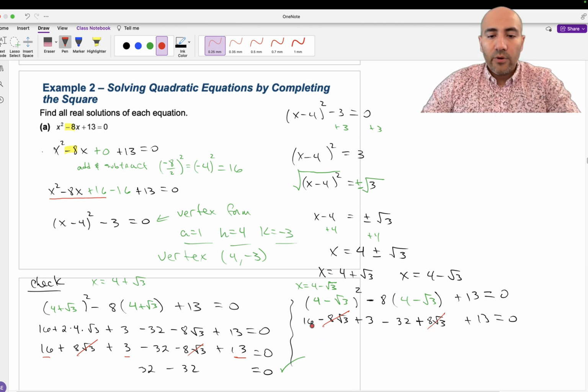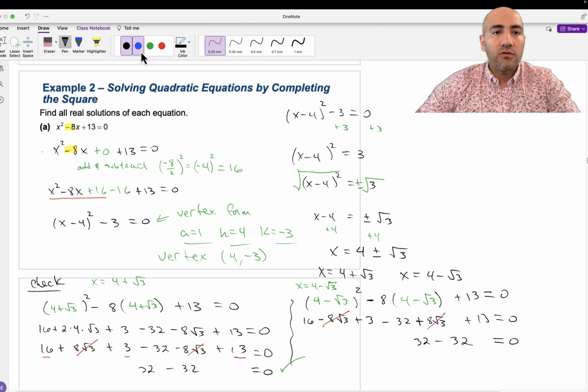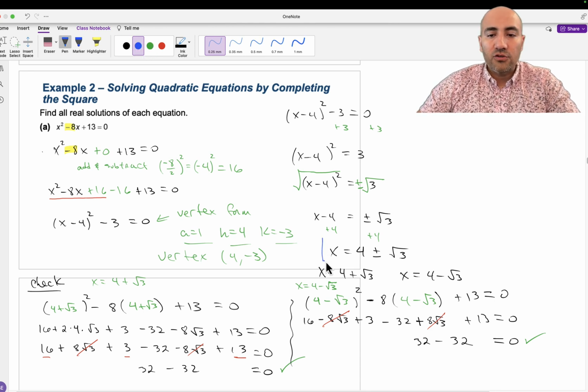And now we end up with 16 plus 3 gets you to 19. 19 plus 13 is 32. We still end up with 32 minus 32, and that does in fact equal 0. So we were able to confirm that these two really do represent both solutions.